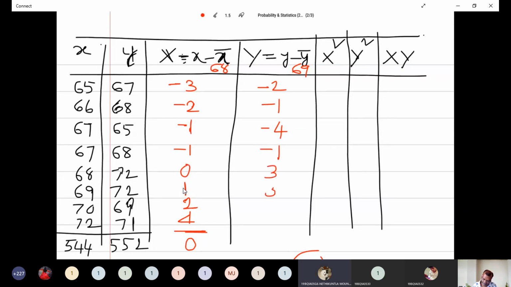Then again 3, 3, then 0, again 2. 0, 2. Add this one also 0. Check all of you. Definitely it is equal to zero. If it is not 0, then we have to use another formula.